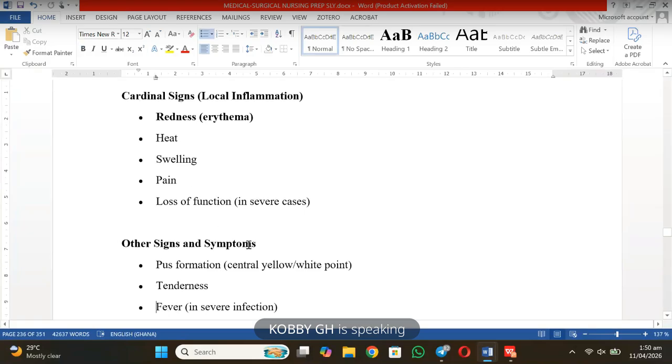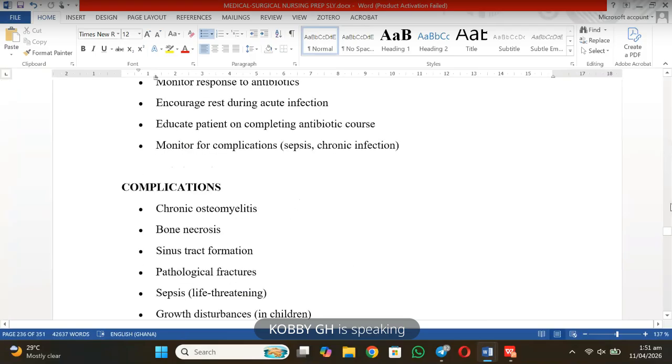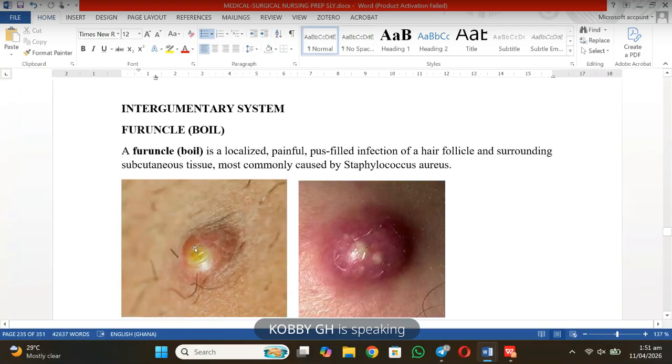And of course, when it comes to the other signs, you definitely experience pus formation. You are going to notice pus formation, but usually the central portion of the furuncle is where you notice the pus, while the peripheral portions are usually reddish. Is that okay? So you see the central portion indicates that there is pus accumulating in the swelling, but the peripheral portion will usually look reddish.